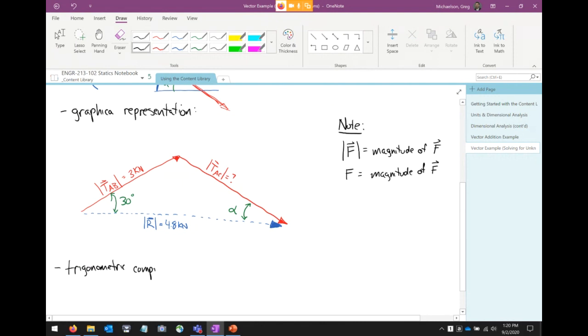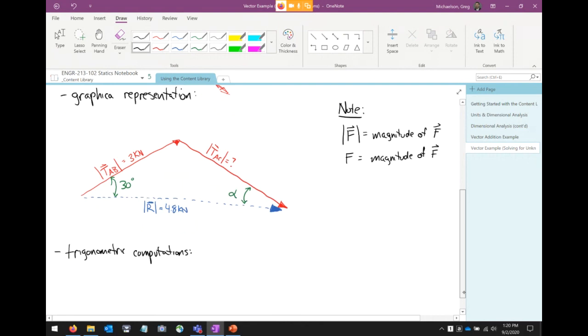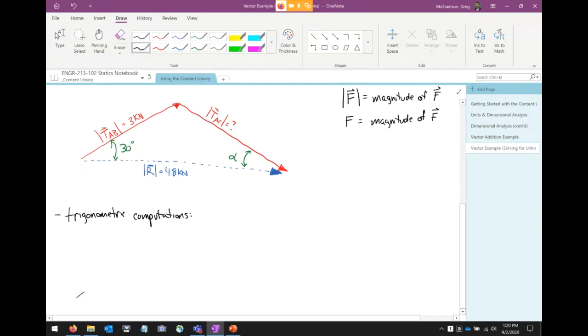Now let's just draw this like a triangle. Let's draw this out. What do I know about this triangle? Here's the triangle. I know that this is 3 kilonewtons. I know that this is 4.8 kilonewtons. And I know that this is 30 degrees. Right now, that's all I know. This is alpha. Alpha could be 30 degrees. It could be 26 degrees. It could be 19.2. I have no idea until I go through and do the computation.